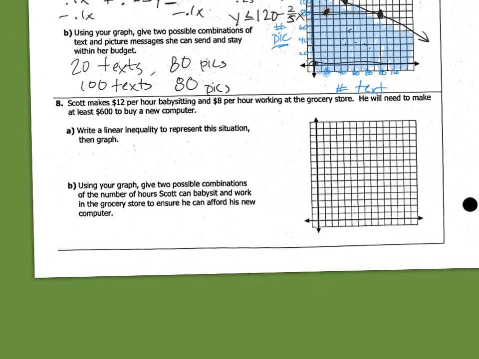That was so fun. We're going to do it again. Scott's making $12 an hour babysitting and $8 an hour at the grocery store. He's going to need to make $600 to buy a computer. Again, $600 is the minimum. It'd be nice if he made more. So let's think through this. I'm going to do x is the babysitting, and I'm going to do y is working at the store. So this is hours babysitting, and this is hours at the store.